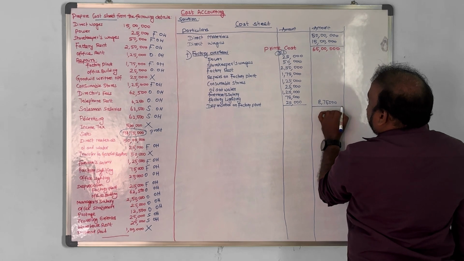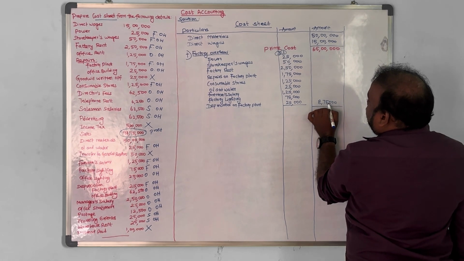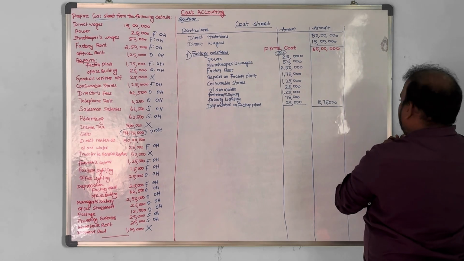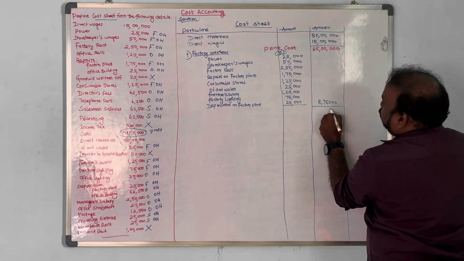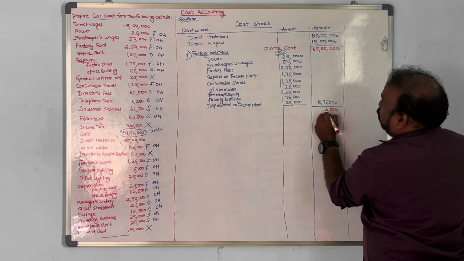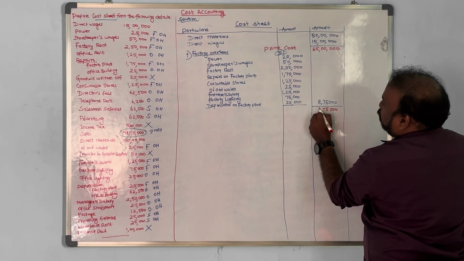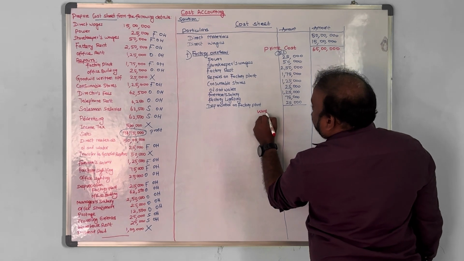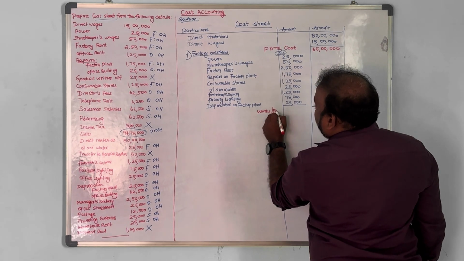The total is 8,75,000. When you add 8,75,000 to 65 lakh, you will get 73,75,000. This is called work cost or factory cost.